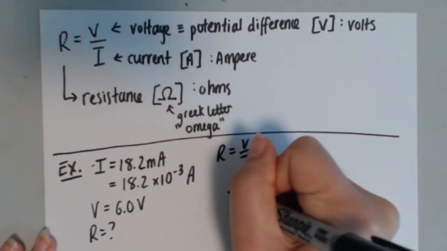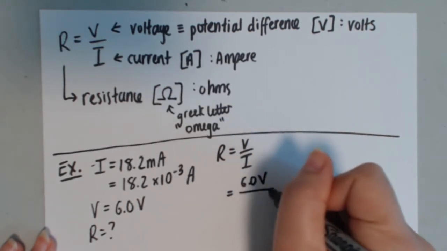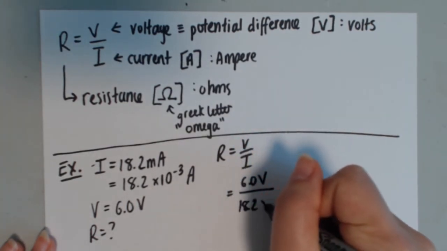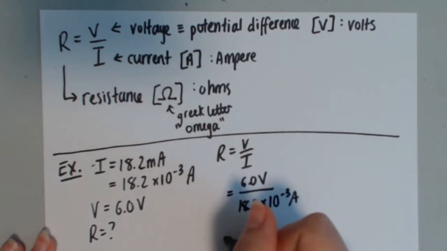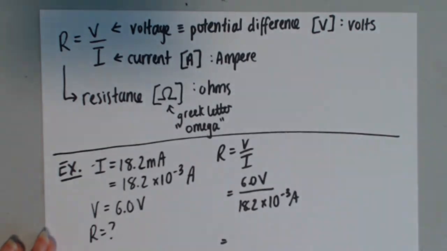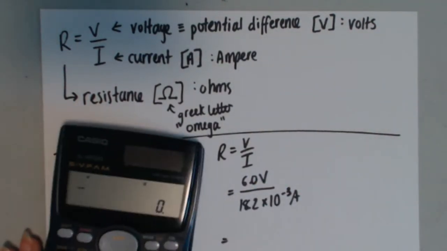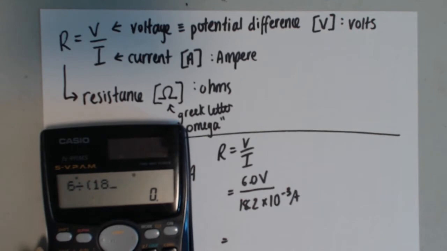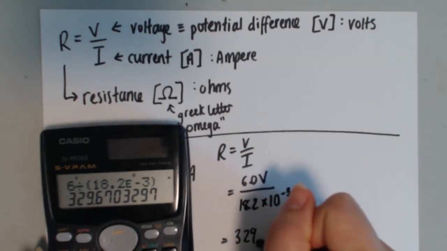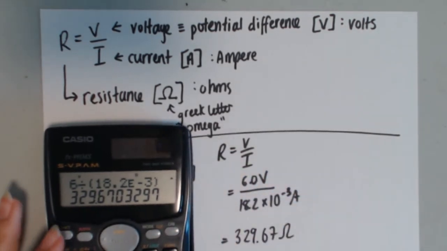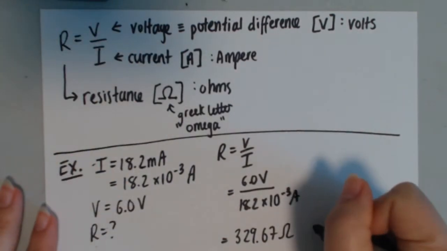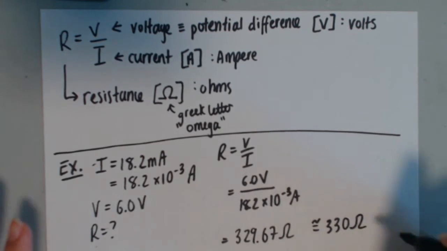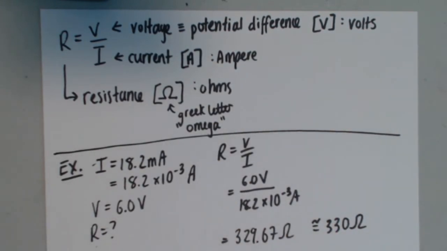What is the resistance? Well, I know the expression for this. Resistance is equal to voltage divided by current. Volts is the SI unit for voltage, and amperes is the SI unit for current. So everything is good to go. That means my answer will be in volts per ampere, also known as ohms. All right, so let me grab my calculator. 6 divided by 18.2 times 10 to the minus 3. Okay, so 329.67 ohms. All right, I'm going to call that 330 ohms. Okay, we're going to work only with whole numbers for this question.